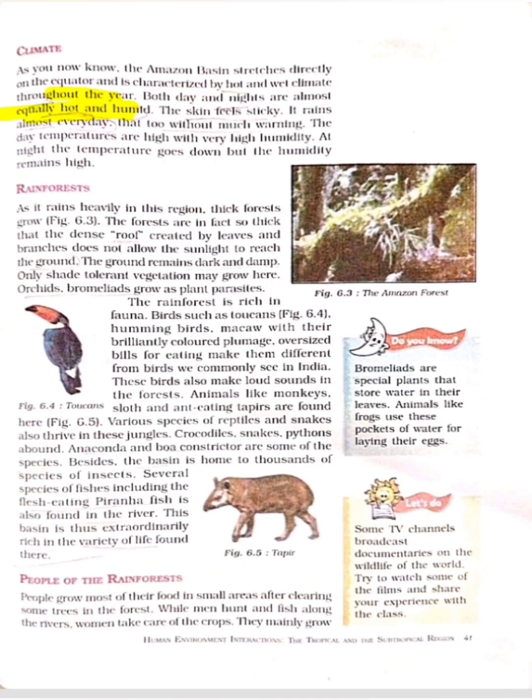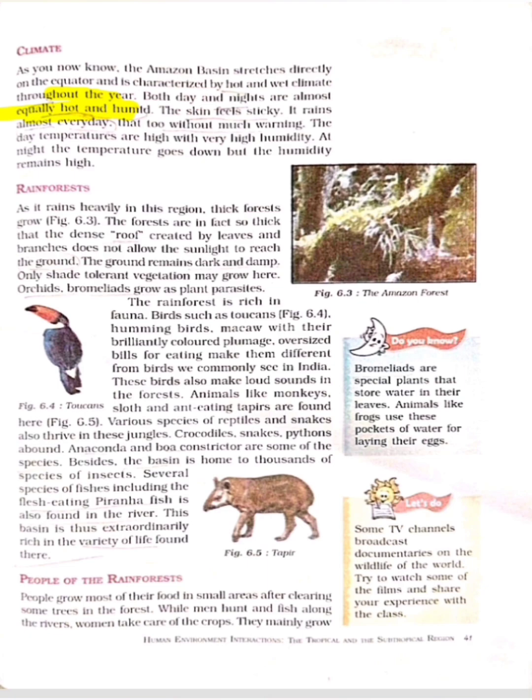We go further to the rainforest. The Amazon is the largest forest, and now let us know what a rainforest is. As it rains heavily in this region, thick forests grow. The forests are in fact so thick that the dense roof created by the leaves and branches does not allow the sunlight to reach the ground. The ground remains dark and damp.